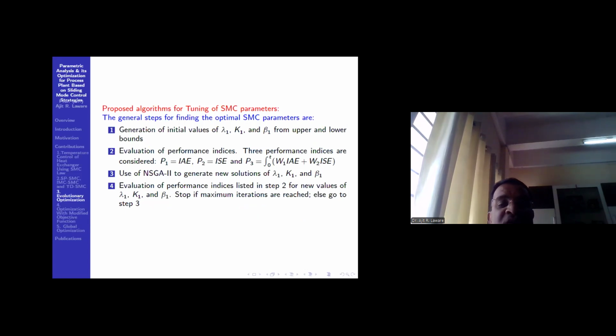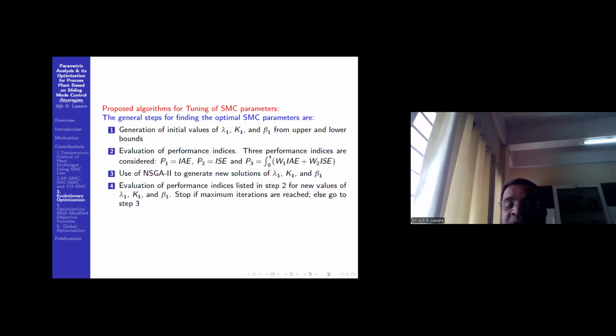Then the proposed algorithm for tuning the SMC. So very first, random values of lambda 1, k1, beta 1. Lambda 1, k1, beta 1 are for the NSGA2 algorithm. Lambda 2, k2, beta 2 are for the MOPSO algorithm. Then I have the objective functions IE, IAC and their aggregation.